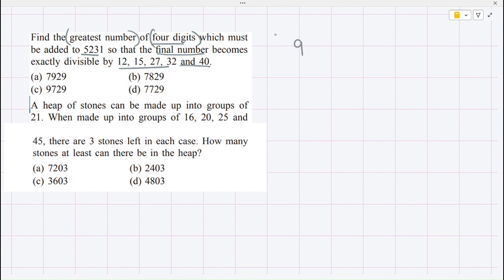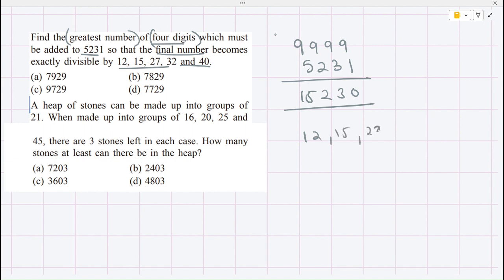So we can just quickly try to solve it. For example, here the greatest number becomes 4 times 9, and then they say which must be added to 5231. So if we add this for now, then we get 13 and we get 12 and then we get 15 here. Then they say it must be exactly divisible by all these numbers. So we'll just write these numbers here, 27, 32, and then we have 40.